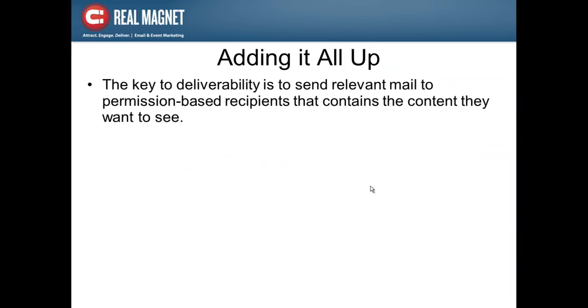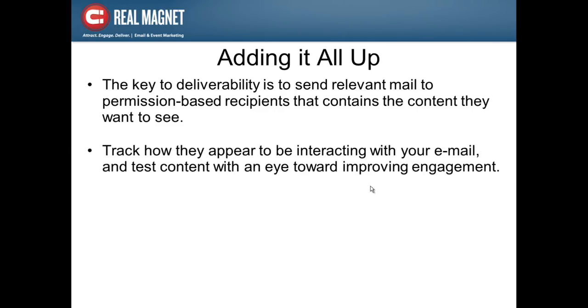So let's add it all up. It's difficult to understate how important it is to deliver relevant mail to permission-based recipients with the content that they want to see. That, in a nutshell, is what engagement and deliverability and reputation is all about.